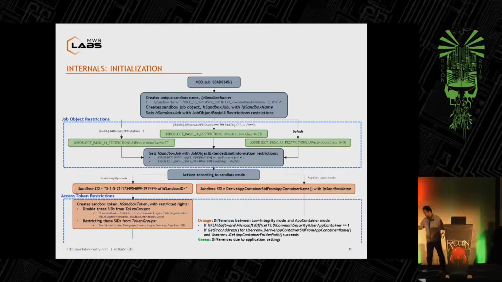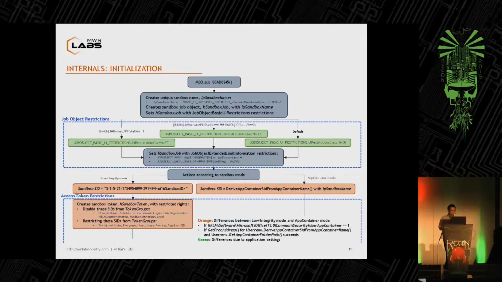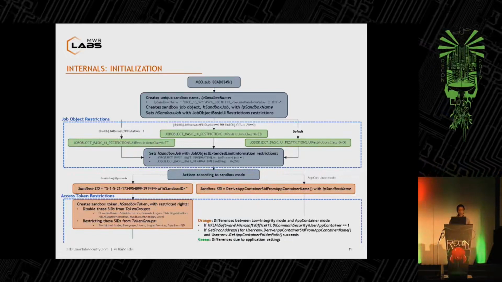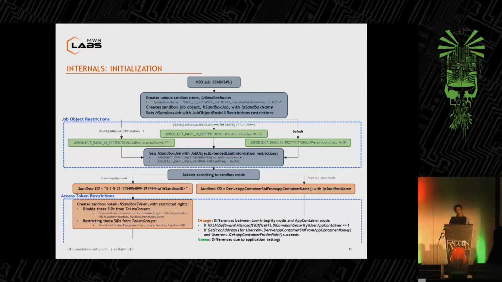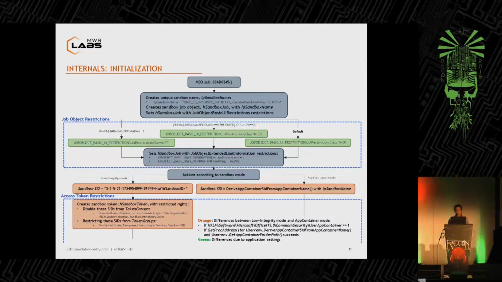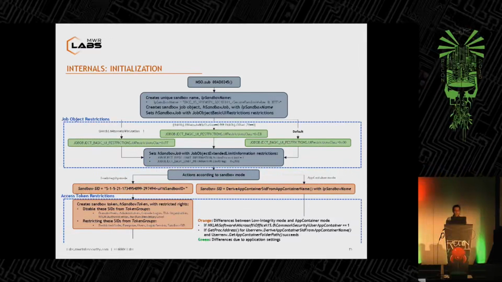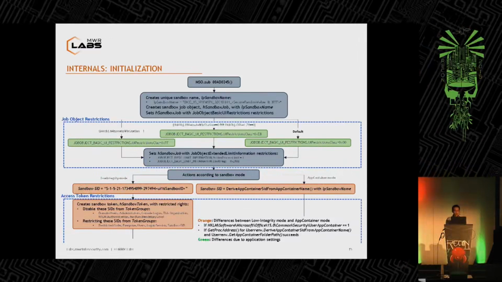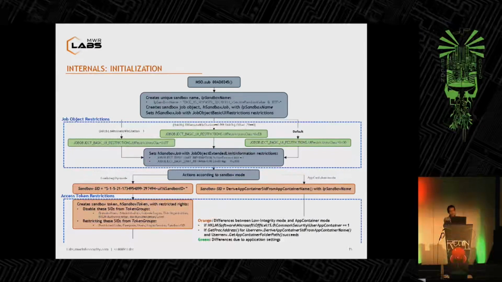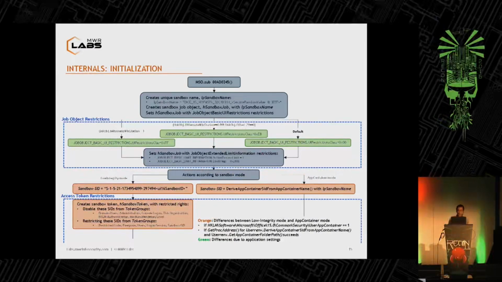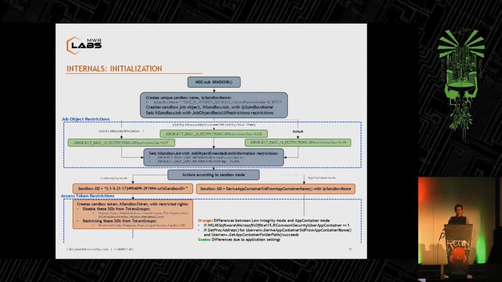So here is the flow chart. There are two modes in which the sandbox can be started: the low integrity mode if it is in Win7, or app container mode if it is in Win8 and above. The broker will discover this environment by either checking the HKLM software, Microsoft Office, common security user app container registry key, or whether calling these two APIs will succeed.